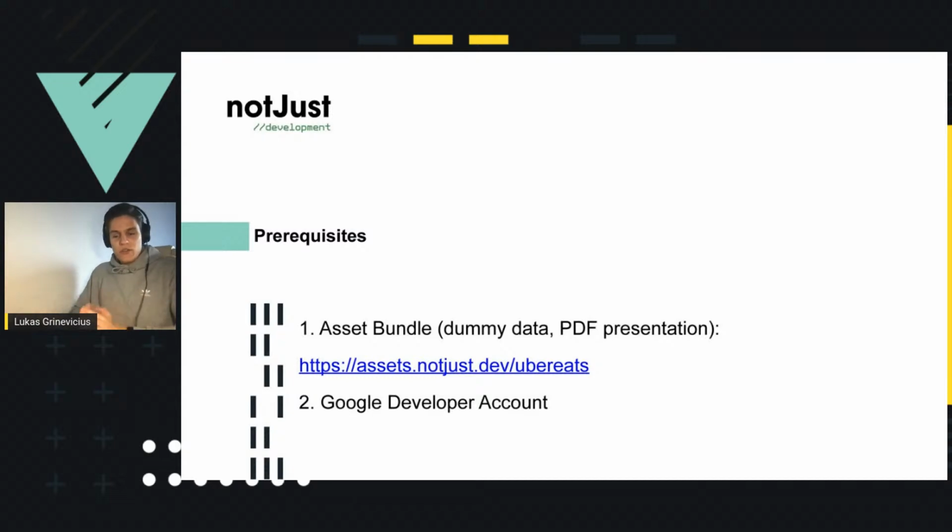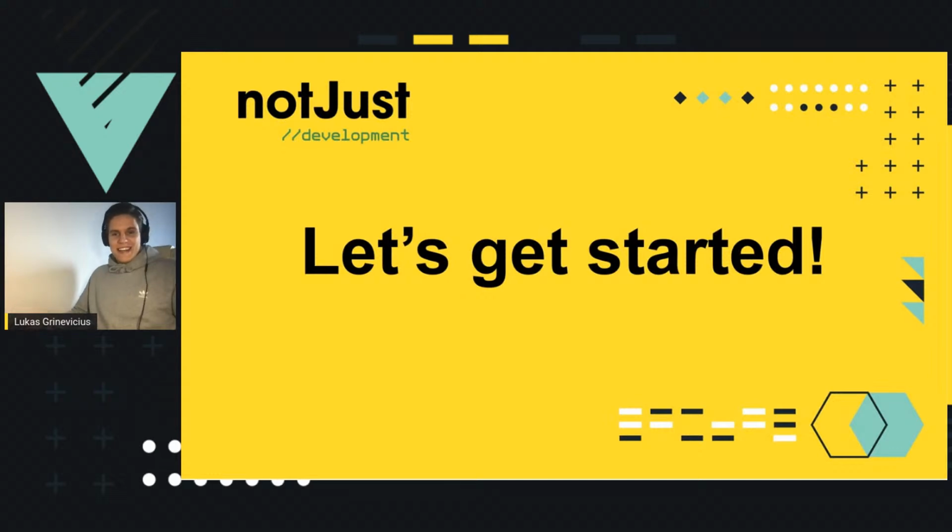Okay, so if you want to follow me along, which I highly encourage, because I think that's way more interesting for you, you're going to need to download the asset bundle with the dummy data and this PDF presentation. And as well, you'll need to have a Google developer account. But you need a Google developer account only if you want to implement the restaurant address autocomplete functionality. If you think that you don't need that, then you can just follow along without it. So yeah, I think we can get started.